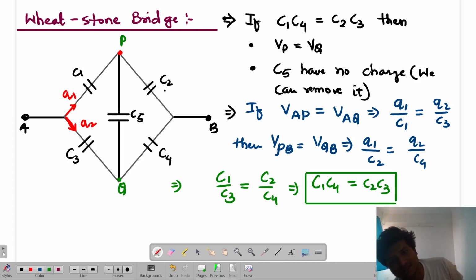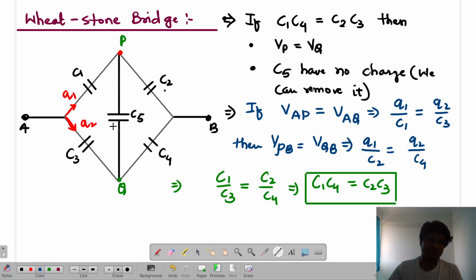Is that clear? And this is called the Wheatstone bridge principle. इसको क्या बोलते हैं अपन? That when C1 C4 is equal to C2 C3, then no charges move through this. So the net charge through this is how much? Zero. Are you able to get me? So you can just remove it. Is that clear?